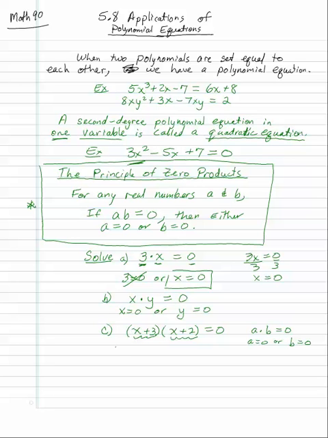So again, we're going to take that first factor, x plus 3, set it equal to 0, or the second factor, x plus 2, equals 0. And then you solve each of those separately. So you subtract 3 from both sides, x equals negative 3, or x equals negative 2.